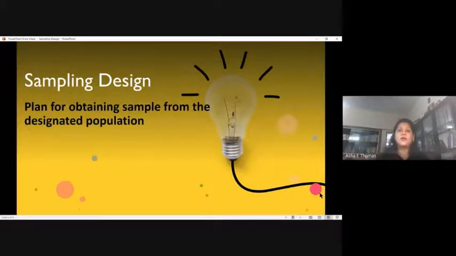So in order to have a systematic procedure in collection of sample, and to ensure that I go with the right methods and methodology, I should have a sampling design. In a nutshell, it is a plan for obtaining a sample from the designated population. That is what we mean by a sampling design.